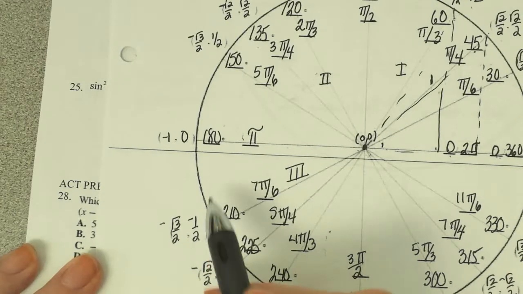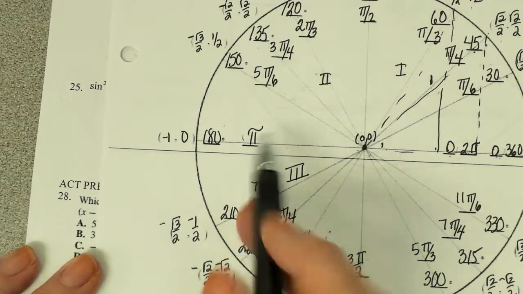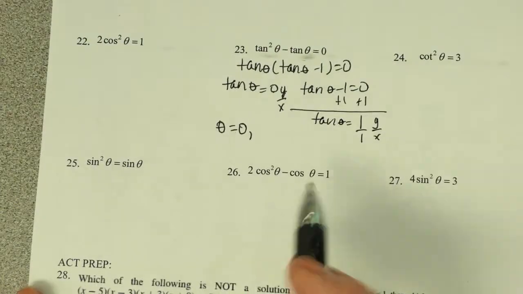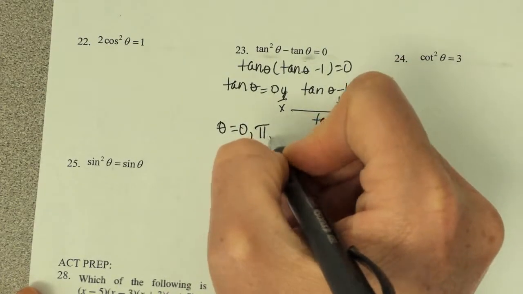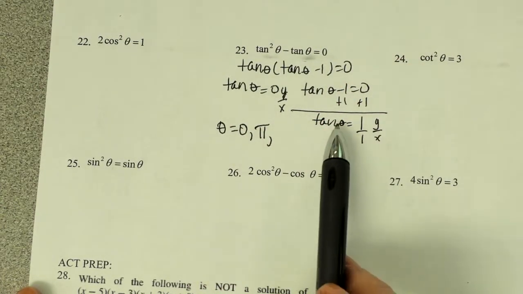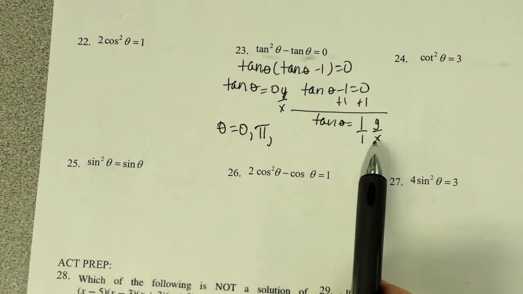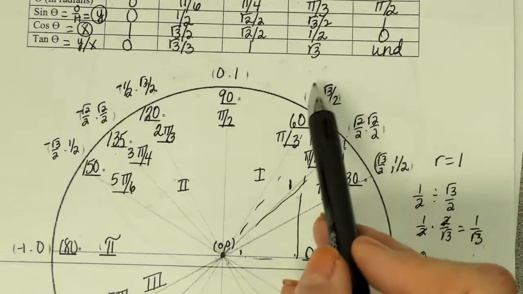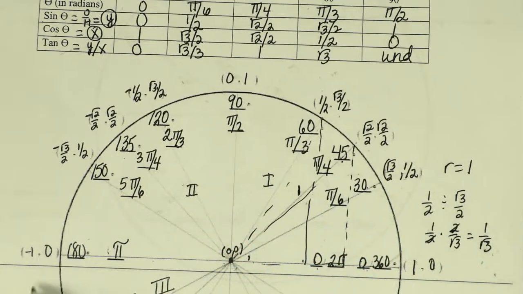Another place where y equaled 0 was right here. And that's at pi. See, we're using radians, so make sure you don't use 180. You want to use pi. And then what are we going to do for this? Where tangent has to be 1, so x and y both have to be 1. There's nowhere where x and y are both 1.